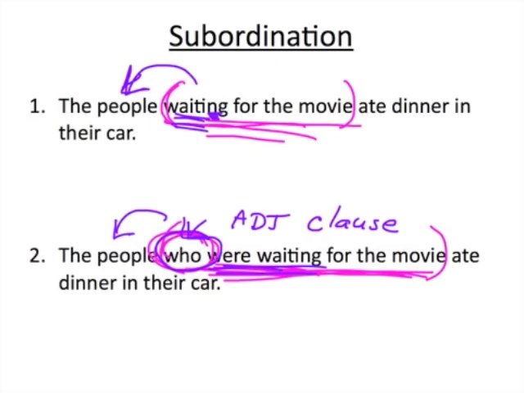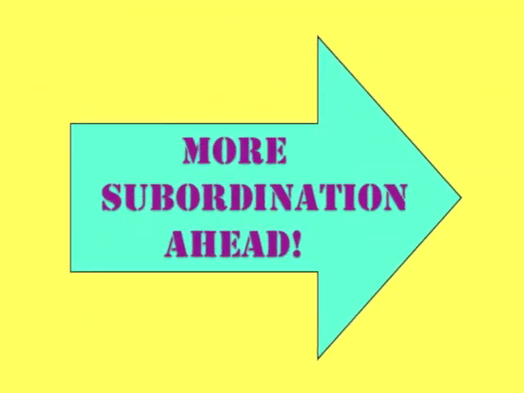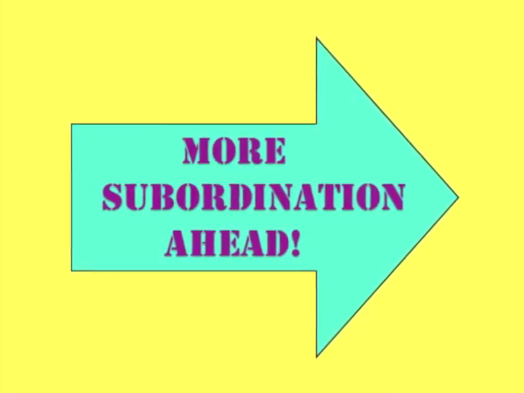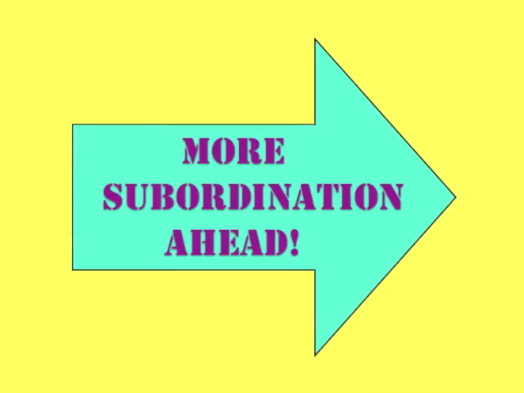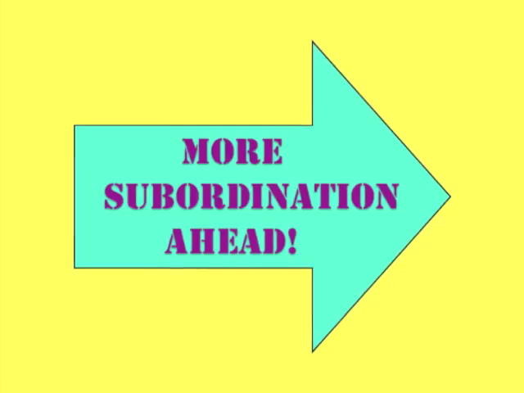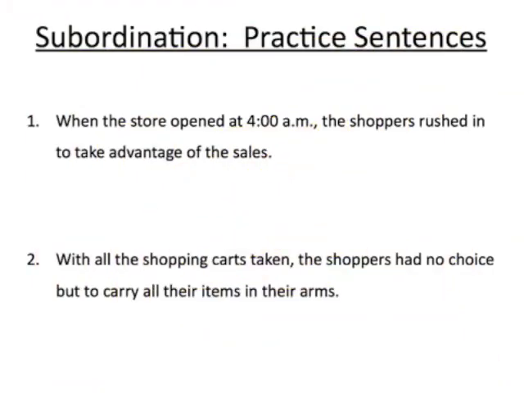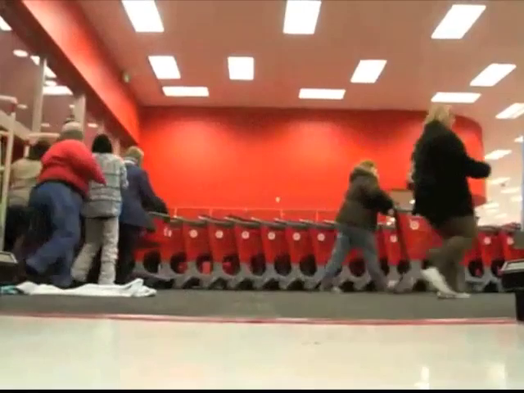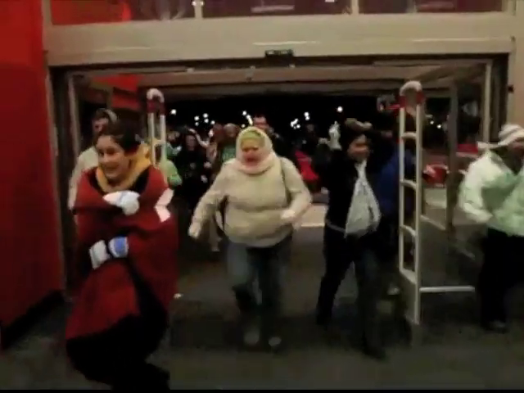Okay, let's look at some more practice sentences. We're going to get away from this particular issue of the difference between a participial phrase and an adjective clause. These are going to be some sentences that give you all sorts of subordination in them. You ready? Okay, look at number one. When the store opened at 4 a.m., the shoppers rushed in to take advantage of the sales.